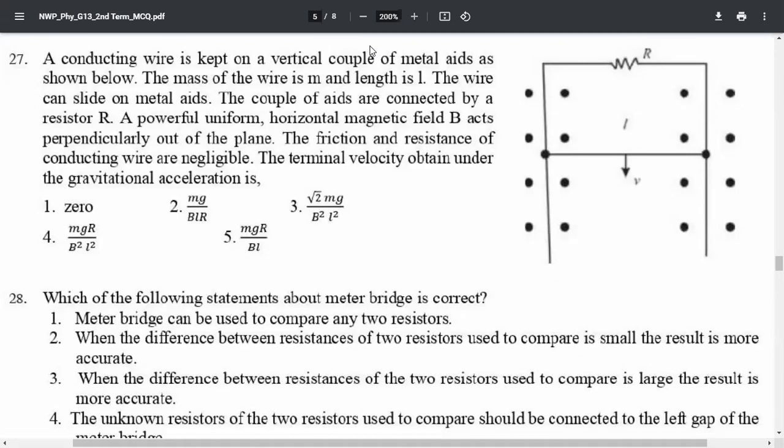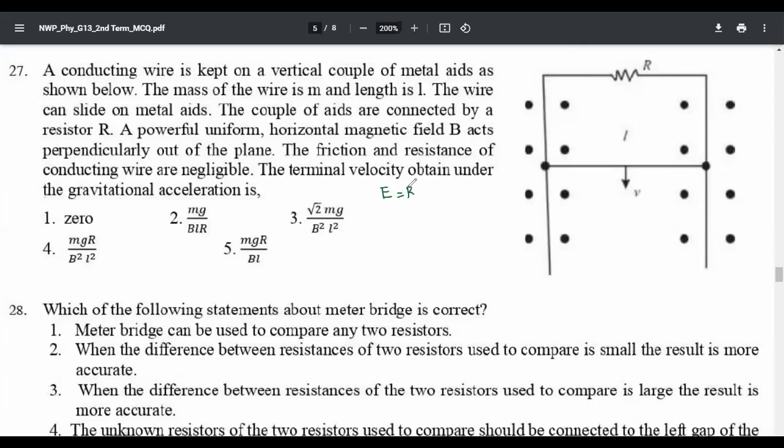Okay, now this you have to know. People who haven't, how many of you know this equation? E is equal to BLV. How many of you know this equation?